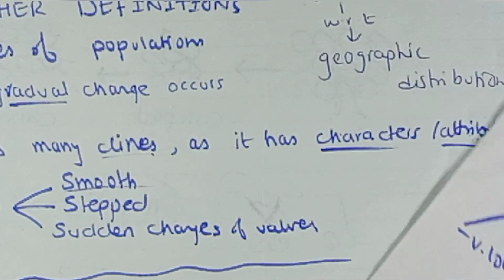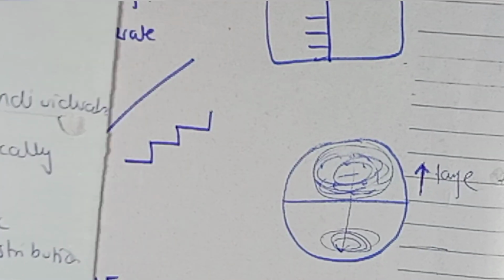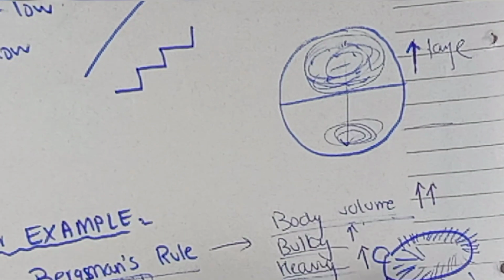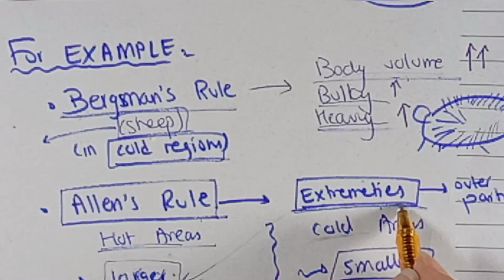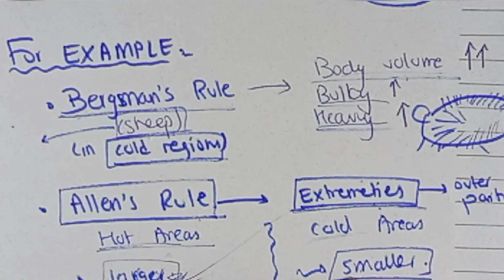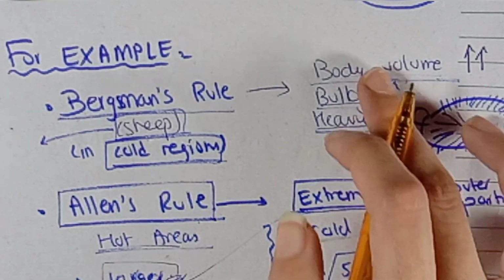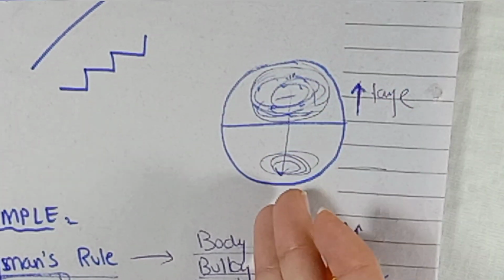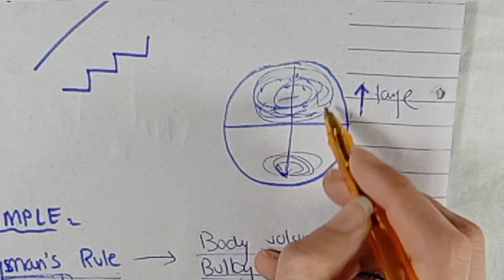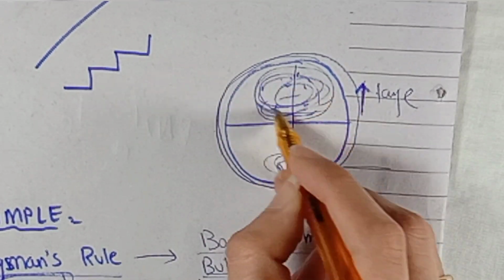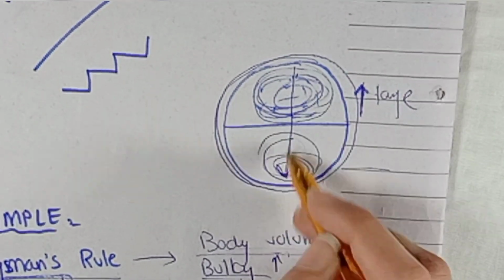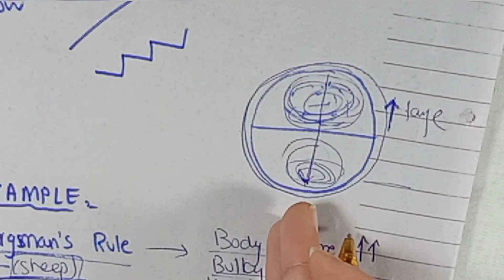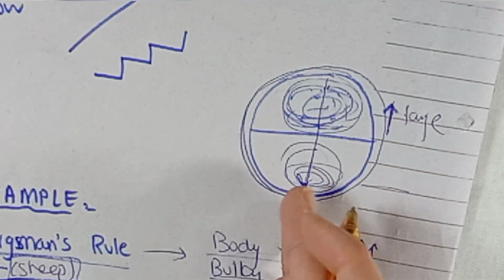So this is the example of the latitudinal cline. As you see, these are the characters: the body volume, the bulkiness, the heaviness, and the presence of larger extremities and smaller extremities. These characters are varying gradually over the geographic area, the cold region and the hot region. These are the geographic areas. So these characters vary gradually from one area to the other.